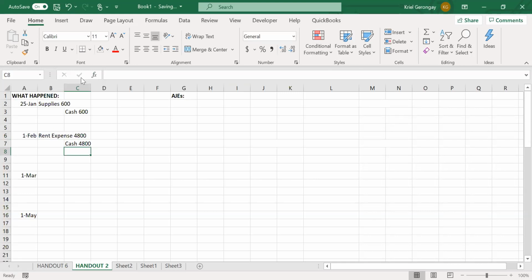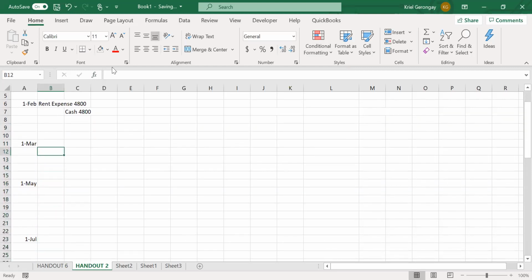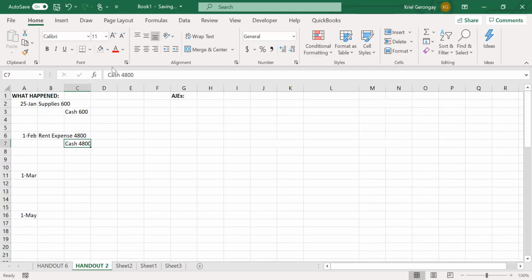For those of you who just came in, we're doing handout 2 right now, which is adjusting journal entries. What we're doing right now is recording first the transactions that happened during the year. This is not what you're going to answer for the test. We're just doing this so that later, when we're doing the adjusting journal entries, you can have a better comparison of what's happening. So, just a heads up. Moving on, this will be your journal entry for February 1st.